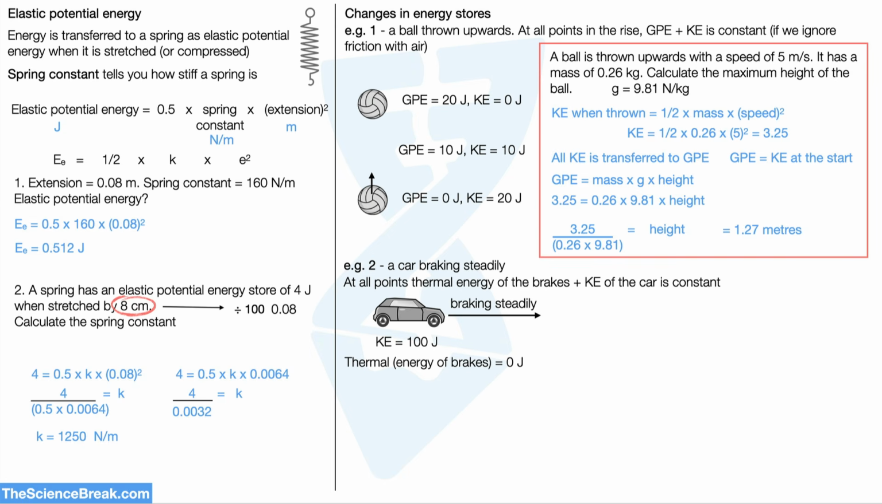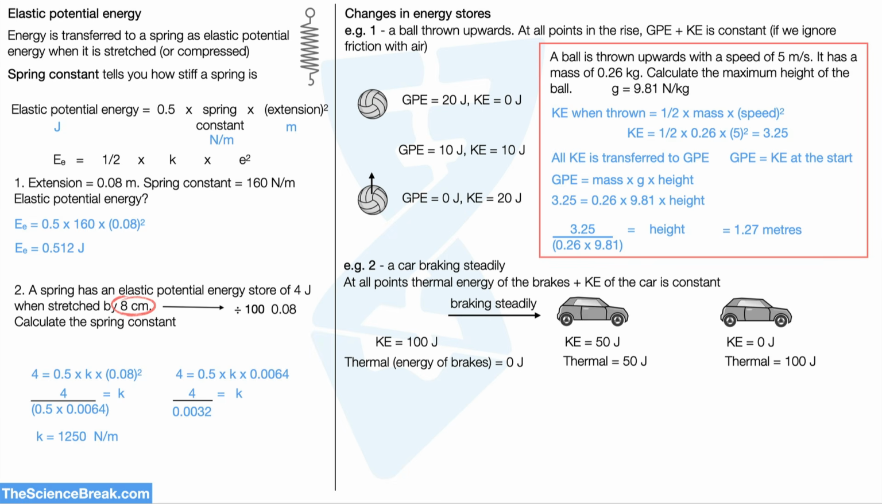The thermal energy of the brakes before they are being used, let's say, is 0 joules. As the car slows down, the kinetic energy becomes less, let's say 50 joules. Therefore, the thermal energy will be 50 joules as well. And finally, as the car comes to a halt, kinetic energy becomes 0, and the thermal energy of the brakes is 100 joules. All the kinetic energy has been transferred to the thermal energy in the brakes. Let's put those back in for our notes.